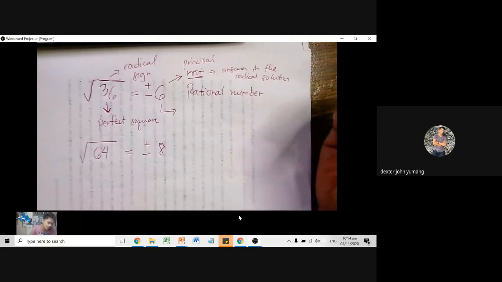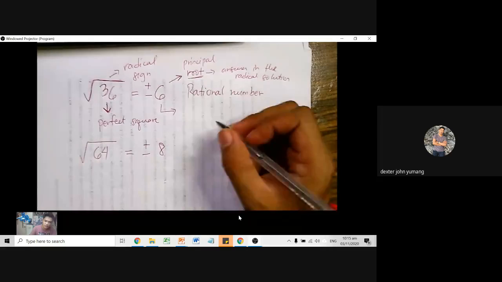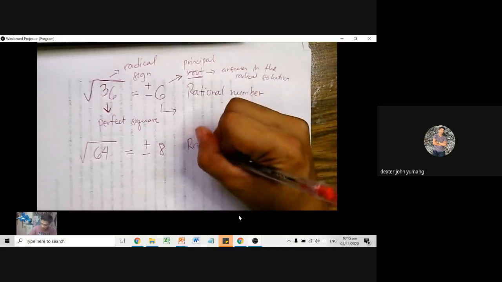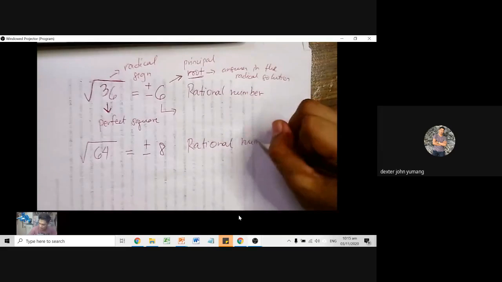So, is this rational? Kapag sinabi pong rational, buo siya. Pag irrational, meron siyang mga decimal. Is this rational? Yes or no? You write the word rational. This is rational number. Very good, Carl.